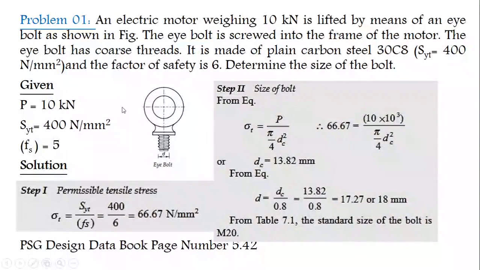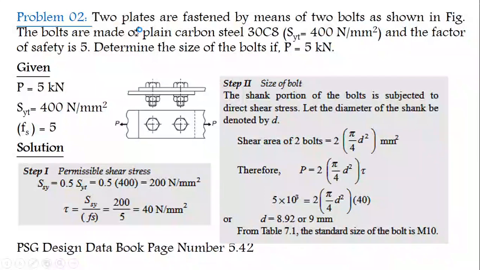Let's see the next problem. Problem 2. Two plates are fastened by means of two bolts as shown in the figure. This is plate 1, plate 2, fastened by the two bolts. This is bolt 1, this is bolt 2. The bolts are made up of plain carbon steel. The material of the bolt is 30C8. The yield strength is 400 Newton per millimeter square, and the factor of safety is 5. Determine the size of the bolt if the tensile shear load is 5 kilonewton.